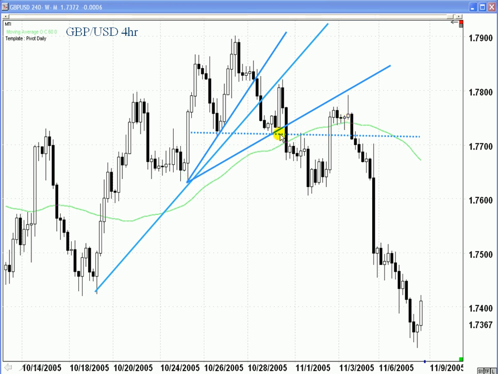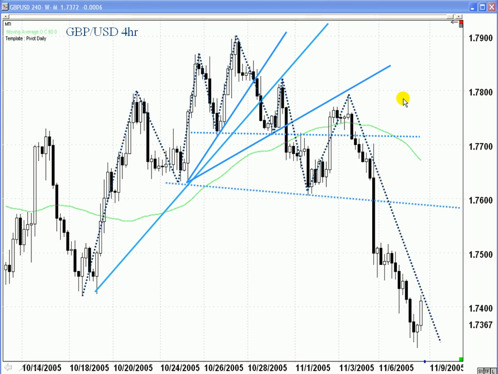If you were to draw a Tom DeMark trend line here, it almost touches it. And here's your double head and shoulders. We have the inside head and shoulders and the outside head and shoulders.